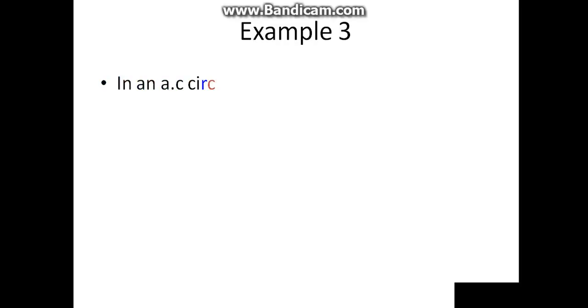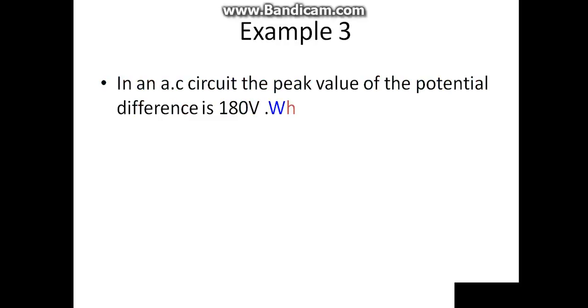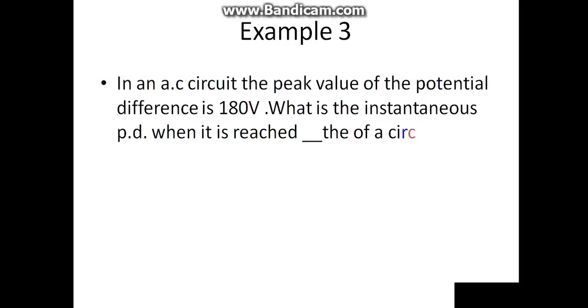Example 3. In an AC circuit, the peak value of the potential difference is 180 volts. What is the instantaneous PD when it reaches 1 over 8 of a circle?